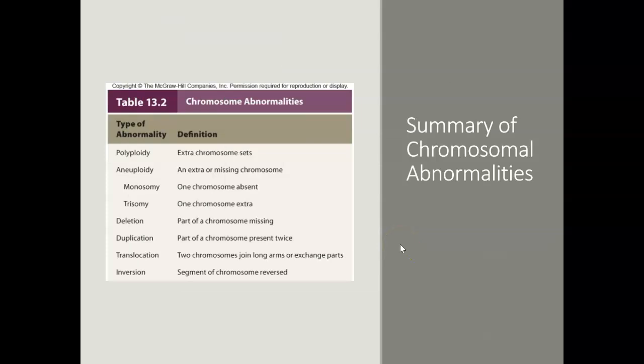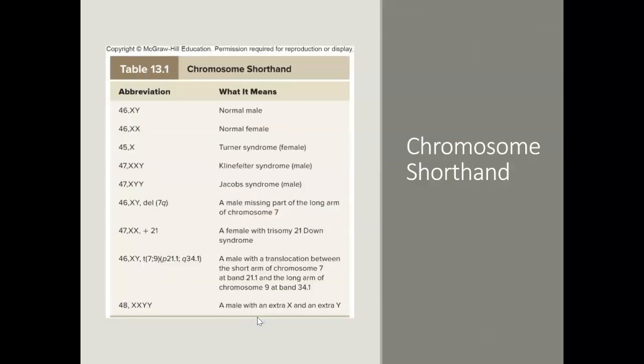Some examples of different types. Oh, I'm sorry, not examples. These are just some definitions. This is a really nice table that summarizes all the definitions that we talked about: polyploidy, aneuploidy, and then deletions, duplications, translocations, and inversions. So this is a nice, helpful reference for all of those things we've talked about.